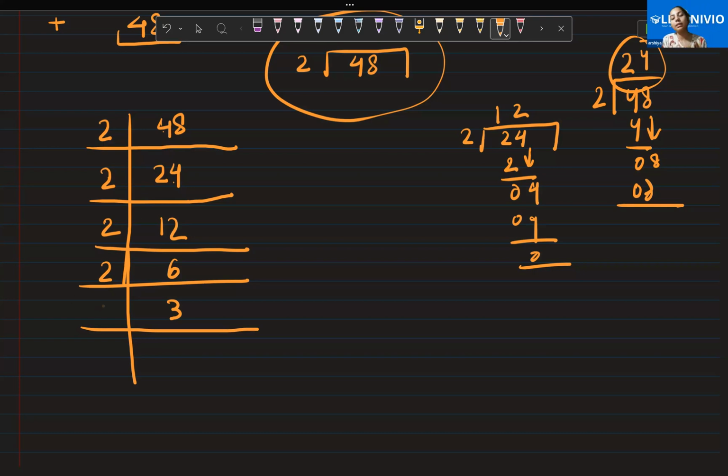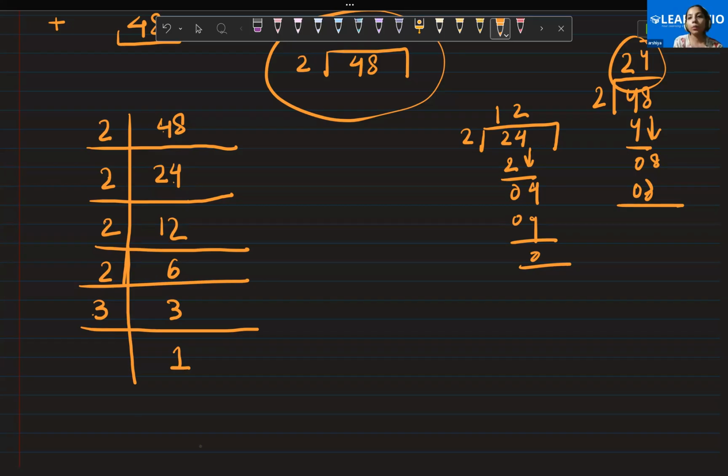And is 3 in the table of 2? No, right? 3 is a prime number. 3 is not in any table other than 3 and 1. So what we will do is we will just divide this with 3. So if I divide 3 and 3, I will get 1. Okay? So whenever you are left with a prime number at the end, be it 7, be it 11, be it any number, be it 27, okay? What you're going to do is you will just divide it with itself, okay? That's how you'll get 1 at the end, okay?